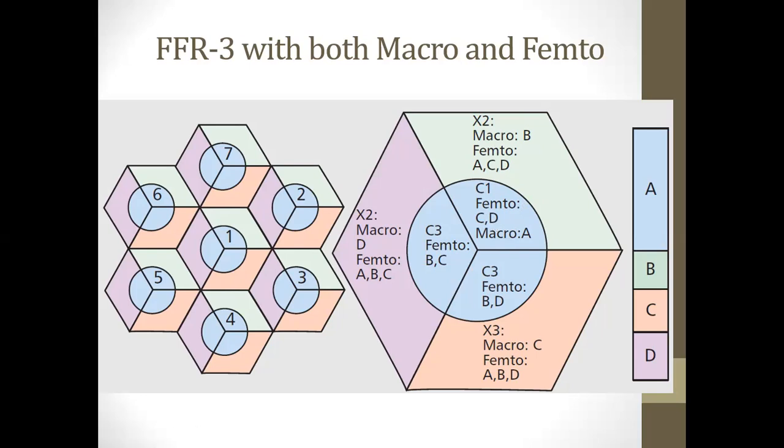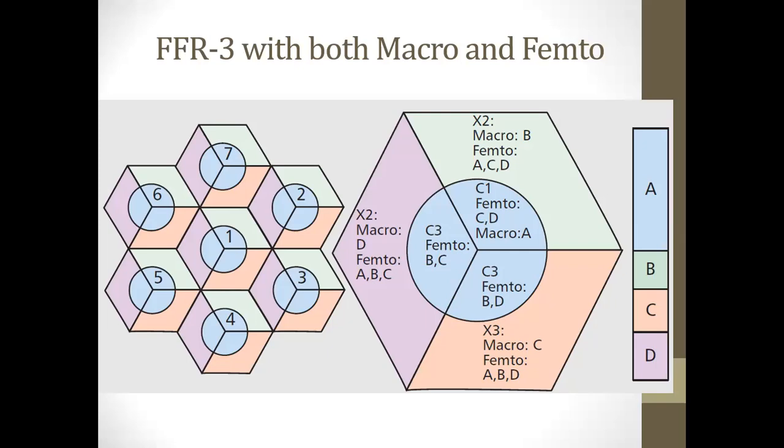The macro is using A and B. So this A and B part is not allocated to any femtocell. The rest you allocate here CD and here the CD.